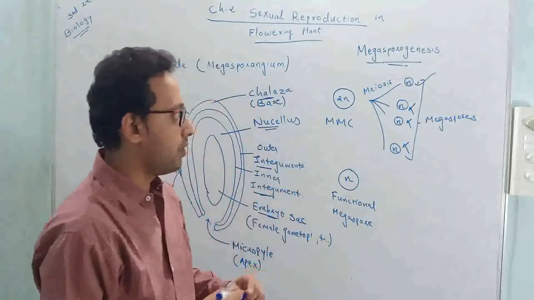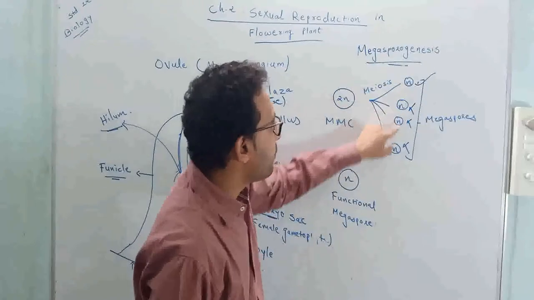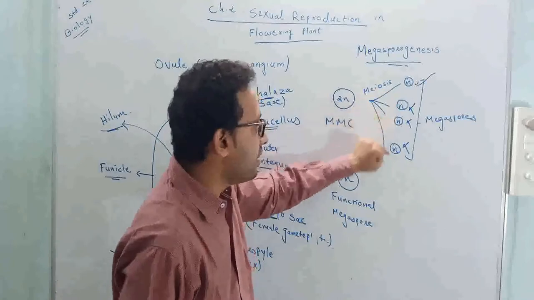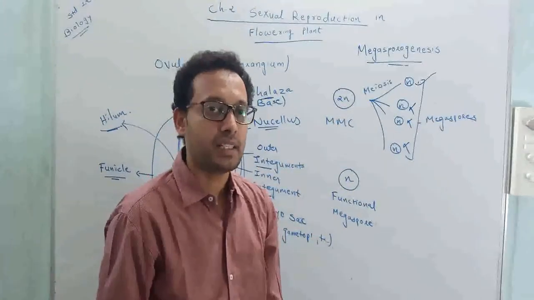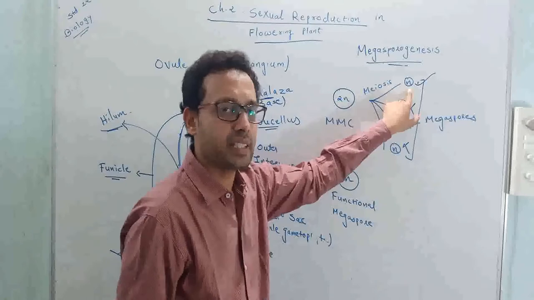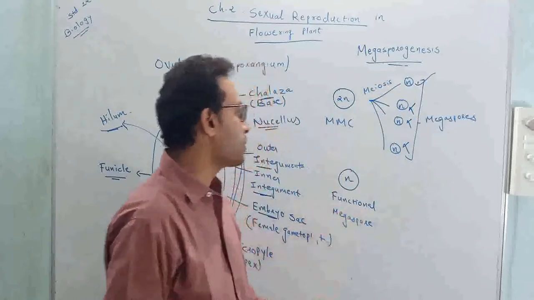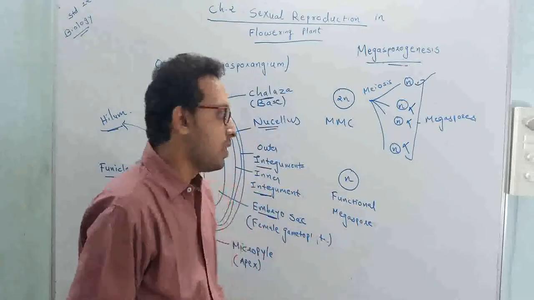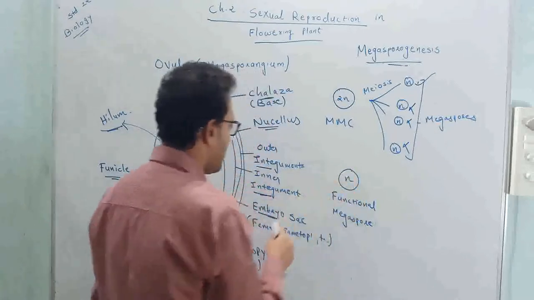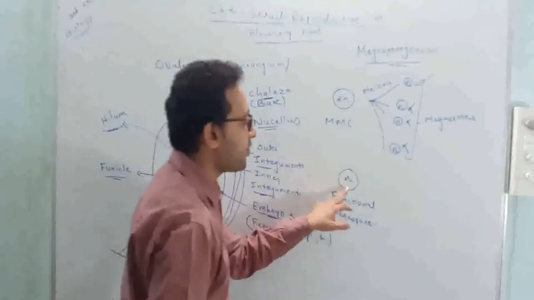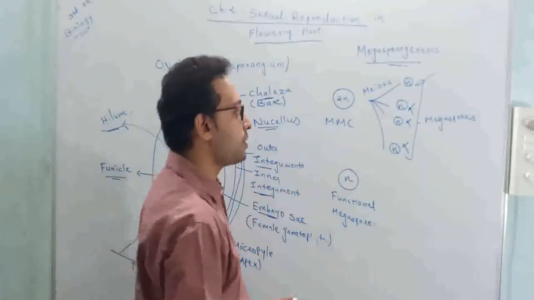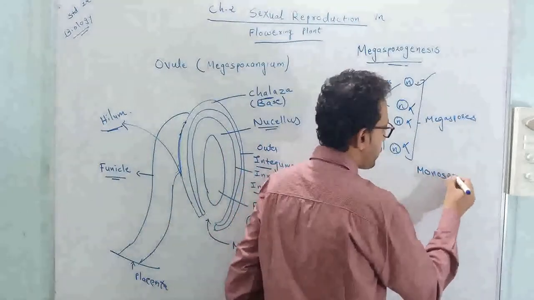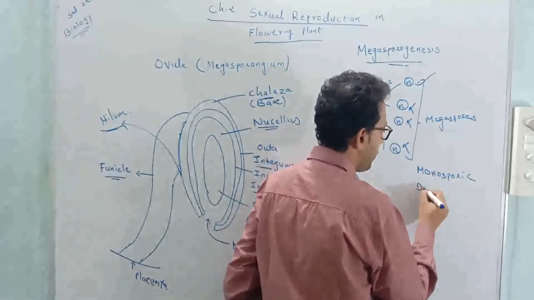Okay, so what happens to these 4 megaspores? From the 4 megaspores generated from the megaspore mother cell, 3 will degenerate when the development starts. Only 1 remains, and the one that remains is called the megaspore, or you can also call it the functional megaspore. From this functional megaspore, the embryo sac develops, but only from one functional megaspore the embryo sac development occurs. Such kind of development is called monosporic development.